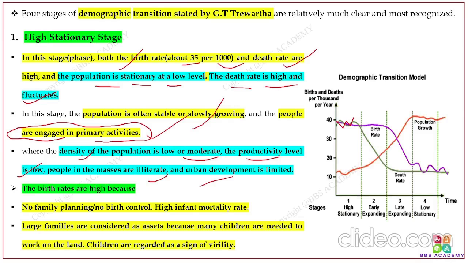If we see why the birth rate is very high, basically in this stage there is no family planning, no birth control, and high infant mortality. Large families are considered, and children are the asset of the family. These are the basic characteristics of our high stationary stage, or the first stage of demographic transition.